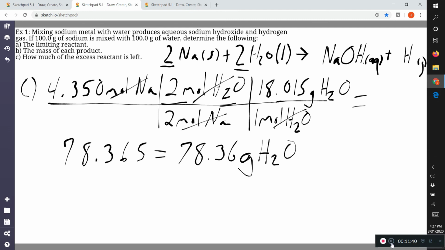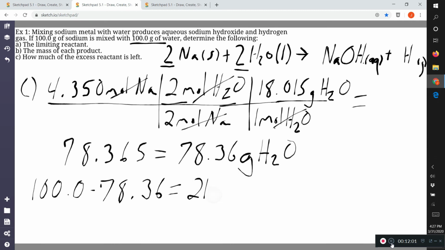But we started with 100 grams of water, so we're just simply going to take 100.0 minus 78.36. Remember, the rules for sig figs here say that we're going to keep the smallest number of decimal places, which is 1 decimal place. And we get 21.6 grams of H2O left over.